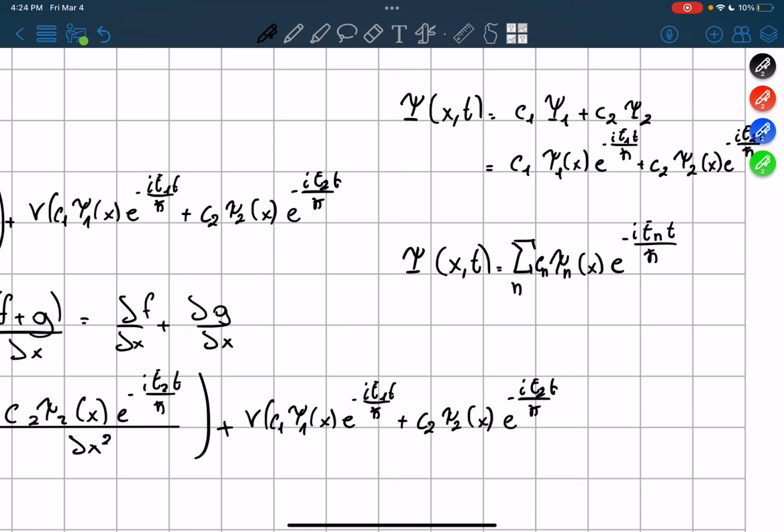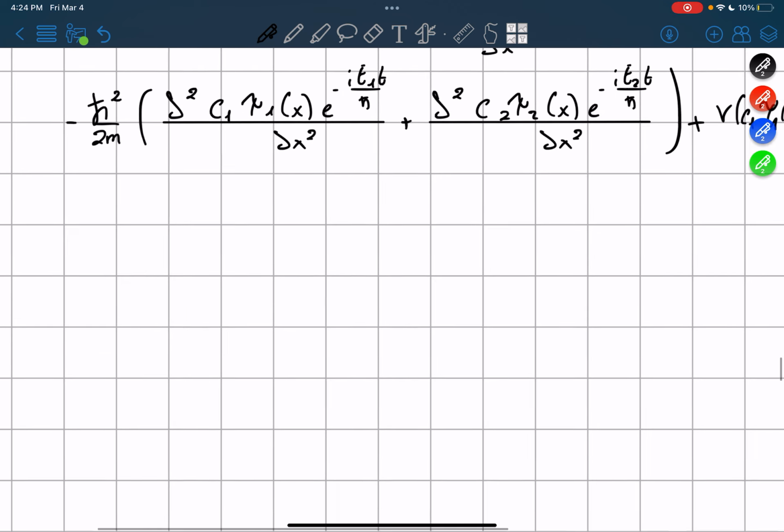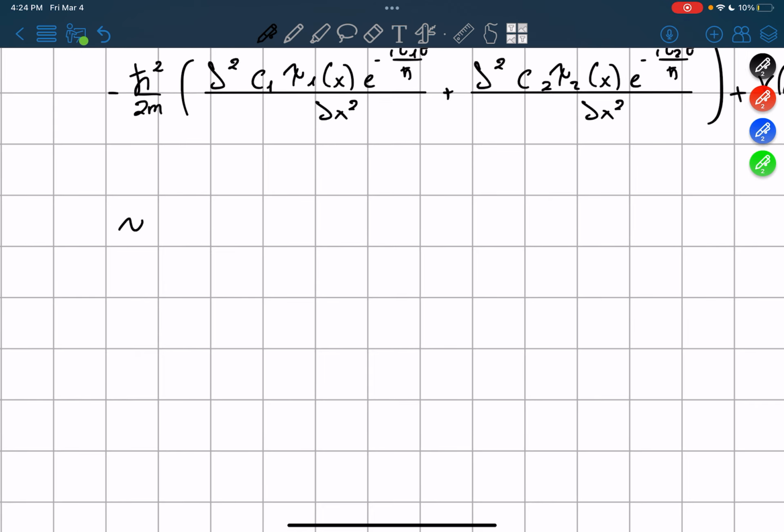Now, one thing that we have to think about, though, is that we need to have normalization. So our value, capital psi squared, has to be equal to 1. Well, let's try to work it out.